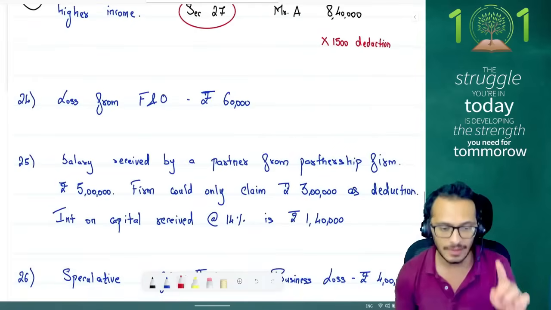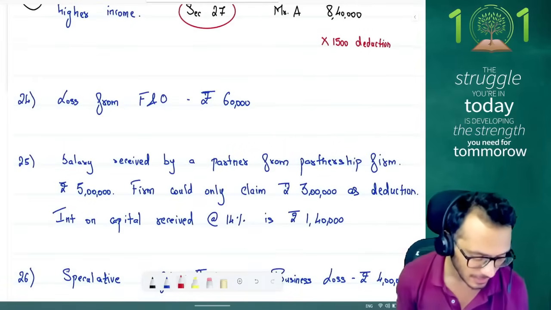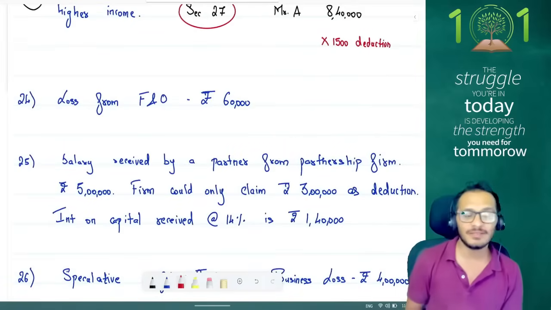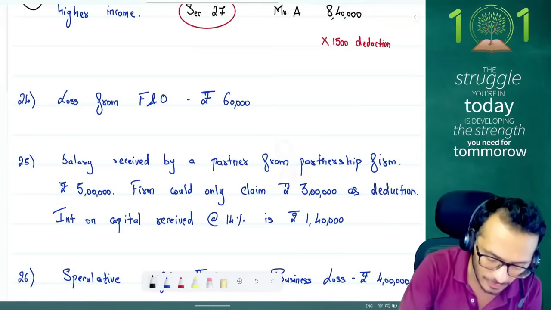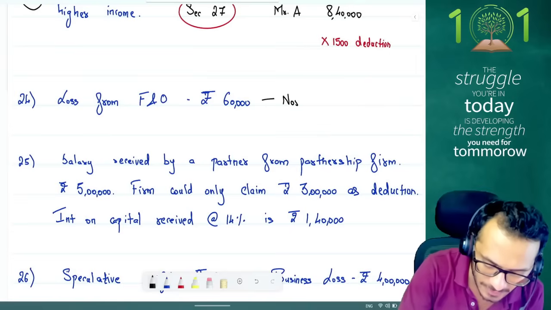Yes, amazing. 24. It says loss from FNO. This is something which came in the May 2025 exams, people. ICAI has taken a position saying loss from FNO is a normal business loss.